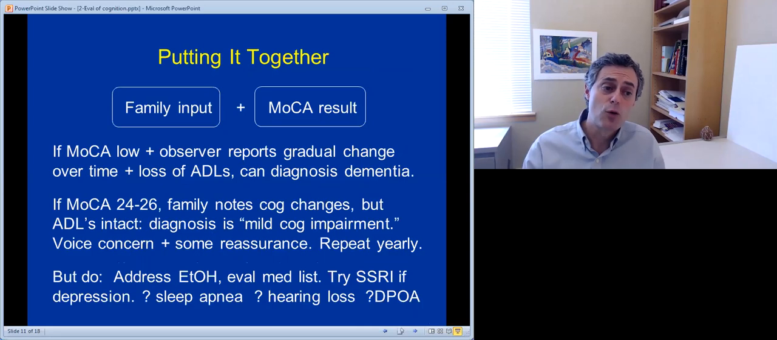If the MoCA score is low and the observer reports that there has been a gradual and progressive change in somebody's cognition over time, especially with those red flag observations that I mentioned, and they have trouble doing some activities of daily living, then you really can make a solid diagnosis of dementia in the primary care setting. On the other hand, if their MoCA score is kind of in the middle, if it's 24, 25, 26, and the family does note some cognitive changes, but they are still independent and doing their activities of daily living, then the diagnosis is mild cognitive impairment.